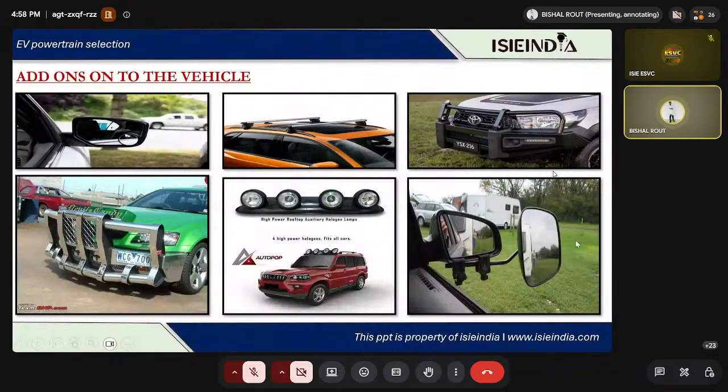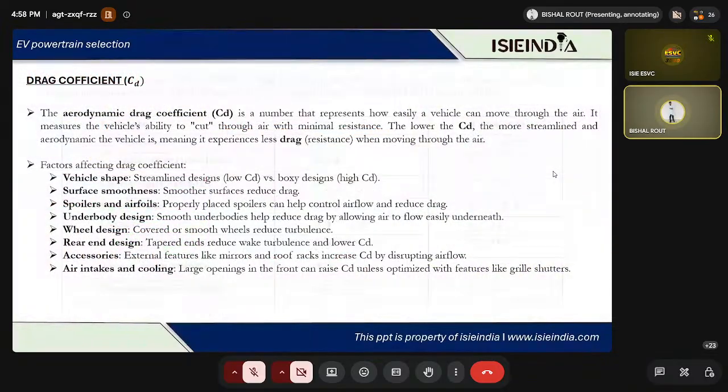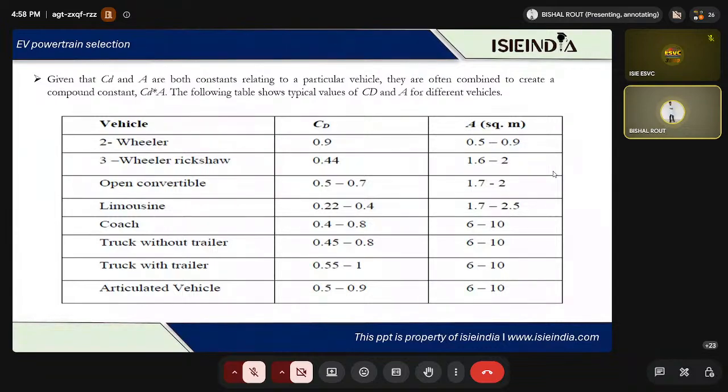So these things are going to increase the frontal area of the vehicle, and the more the frontal area, the more the air gets stuck, and the more aerodynamic drag force you create, basically. So these add-ons impact the frontal area of the vehicle, as well as the drag coefficient. You can see that the drag coefficient for each vehicle has been given, so you can select any drag coefficient from here. For example, for a two-wheeler, you can take this drag coefficient. Three-wheeler, you can take this. Open convertible vehicle, limousine, coach, truck with trailer, truck without trailer, articulated vehicle, which has a frontal area of this much and a drag coefficient of this much.